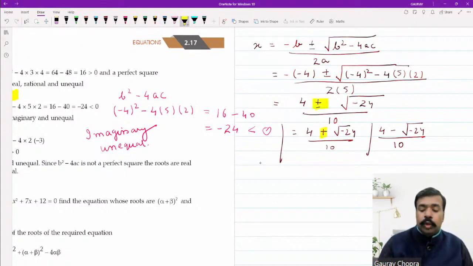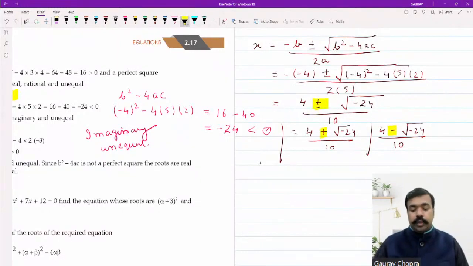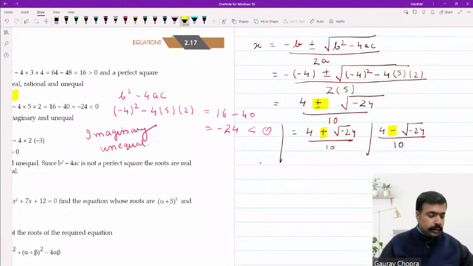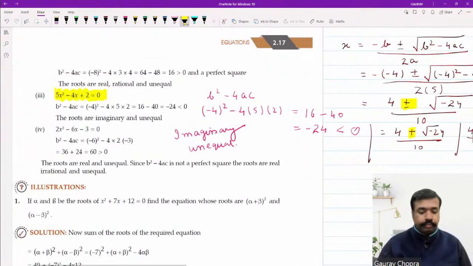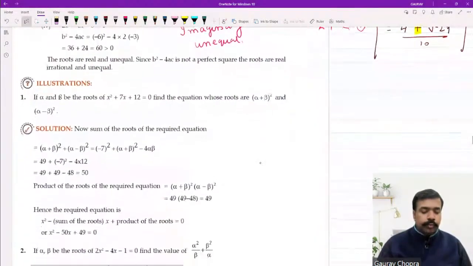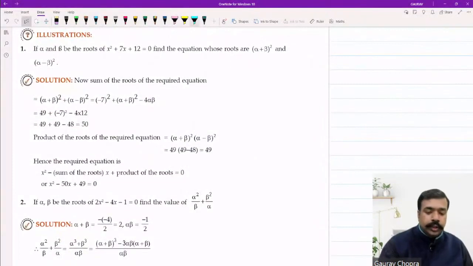So always we have to take both the signs. Once we have to take positive, and in the second one we have to take the negative sign. All right. So always we have to take both the signs and calculate the roots. All right. So in this case, the roots are imaginary as well as unequal. Yes, Nimish has given the answer and Thamis has also given the answer. Good. So let us move towards some more illustrations.